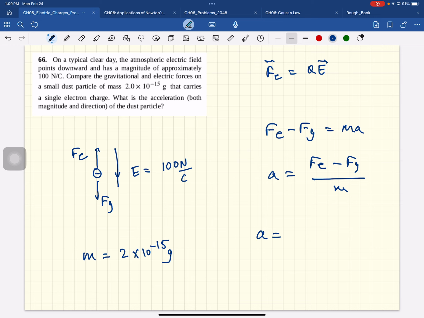All right, so the acceleration is E times E minus M times G over M. So here's the acceleration due to the electrostatic force, and there's the acceleration due to gravity.